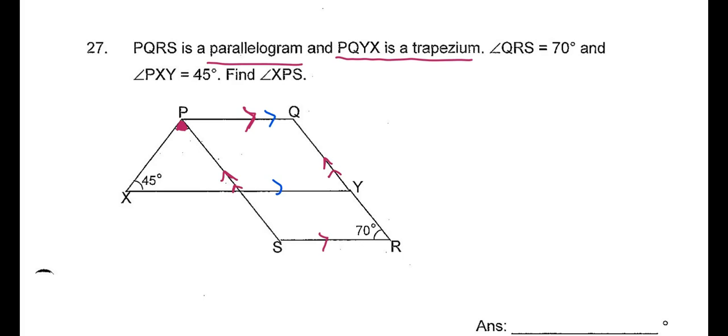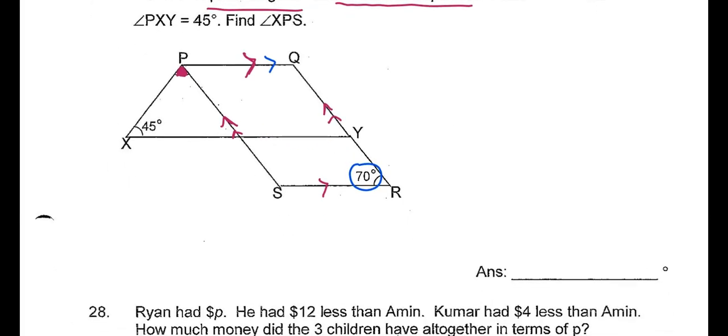Now you're supposed to find angle XPS. So what are some of the things that you can possibly find? If there's a 70 here, a parallelogram says opposite angles are the same. So this opposite angle will be here. This must be 70 as well. Now, trapezium is when you have a small angle and a big angle that add up to 180. So it's very easy now to find the red one.